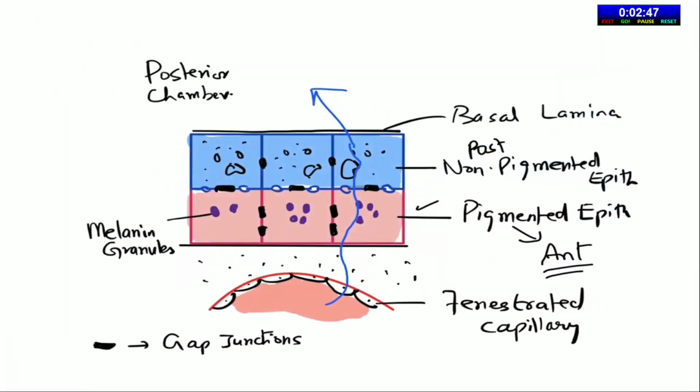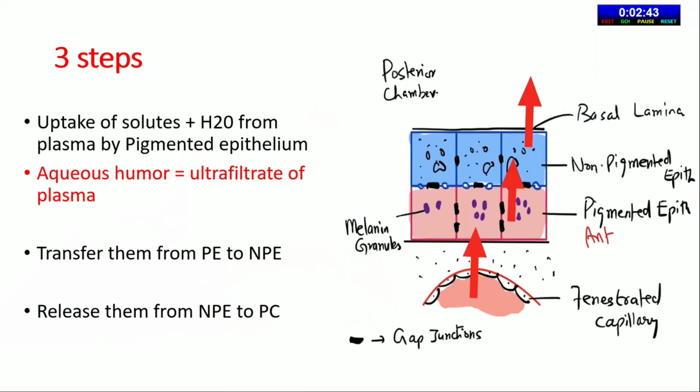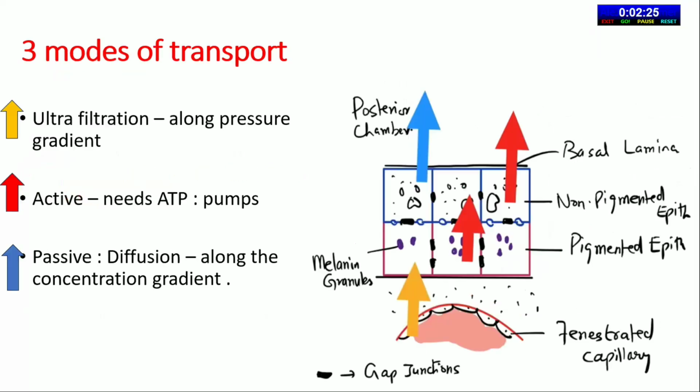So this is the pathway of the secretion. There are 3 steps. First step is uptake of the solutes and water from the plasma by the pigmented epithelium. So aqueous humor is an ultrafiltrate of the plasma. Second step is transfer from the pigmented epithelium to the non-pigmented epithelium, and third is the release from the non-pigmented epithelium to the posterior chamber. So 3 modes of transport are there.